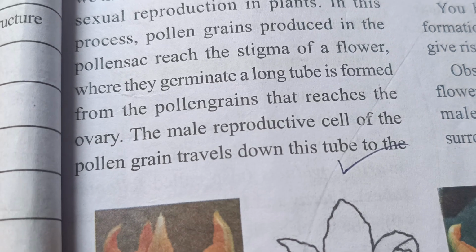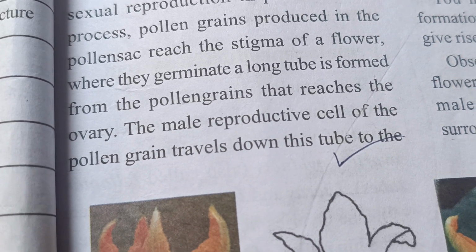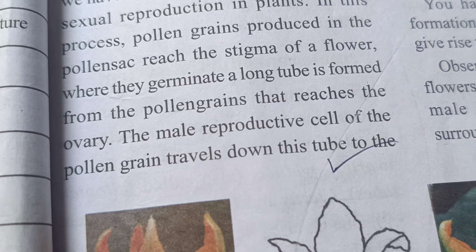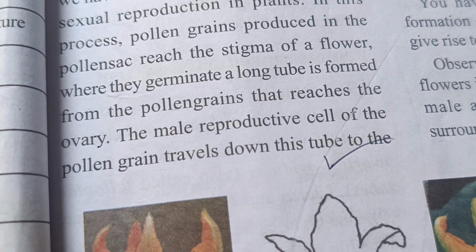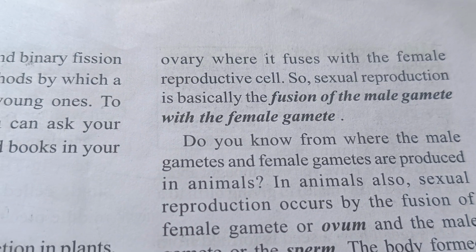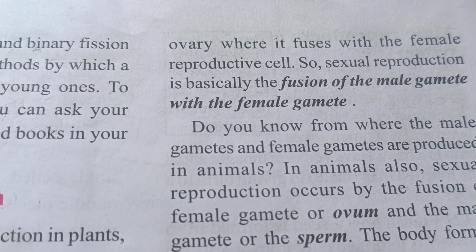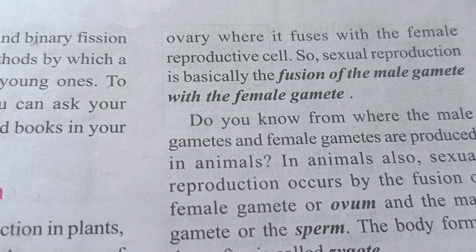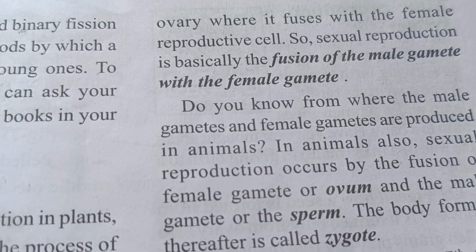A long tube is formed from the pollen grains that reaches the ovary. The male reproductive cell of the pollen grain travels down this tube to the ovary, where it fuses with the female reproductive cell. So sexual reproduction is basically the fusion of male gamete with the female gamete.